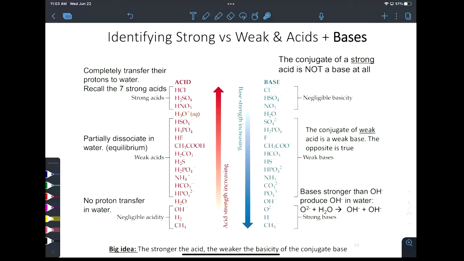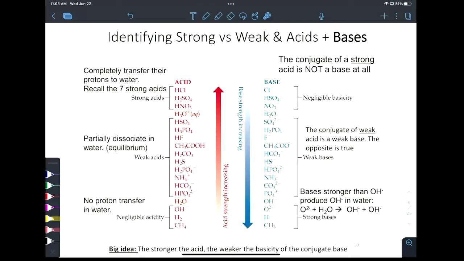So let me put you through this. When HCl dissociates, if you ask yourself, what is the conjugate base of HCl? You would say Cl-. It loses its proton. So the thing is, when you dissociate a strong acid, you don't get a base at all. You get a salt. That's it. Something that's very unreactive. It's already really, really stable.